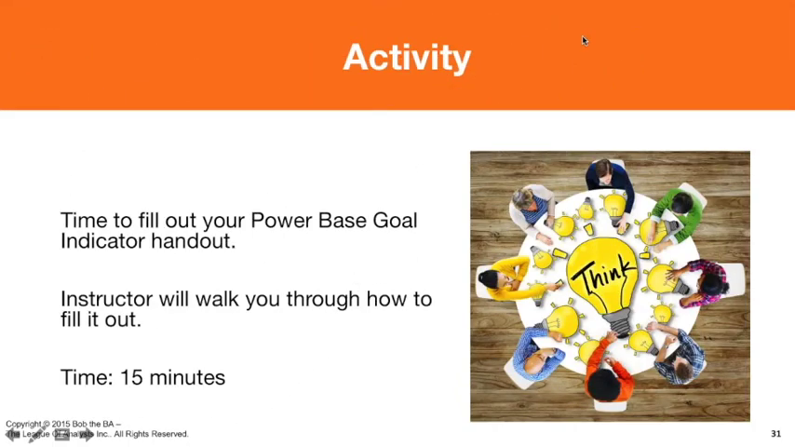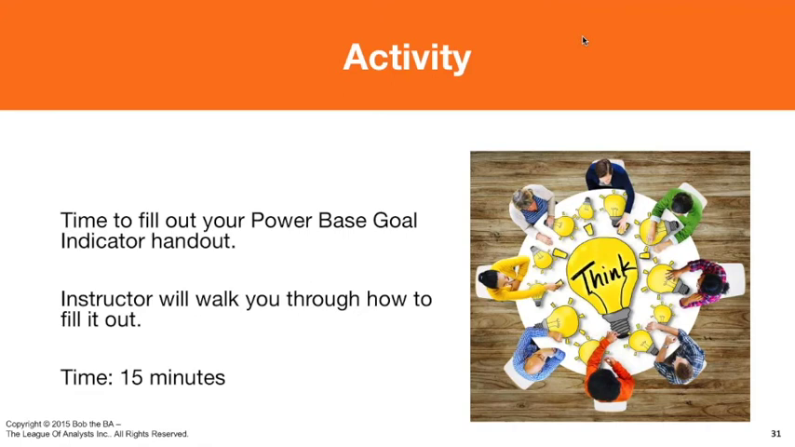So now what we're going to do is we're going to fill out what we call the Power Base Goal Indicator. And this is a handout that asks you a series of questions to determine how much power you have with regard to certain stakeholders that you've identified in your influencing effort. These might be individual people, they may be stakeholder groups, but what you're going to determine based off of the questionnaire is whether or not you have enough power in the 7 areas that we've identified, or if they have more power. So we're going to walk through how this is filled out and give you the full scoring. It's going to be quite enlightening.